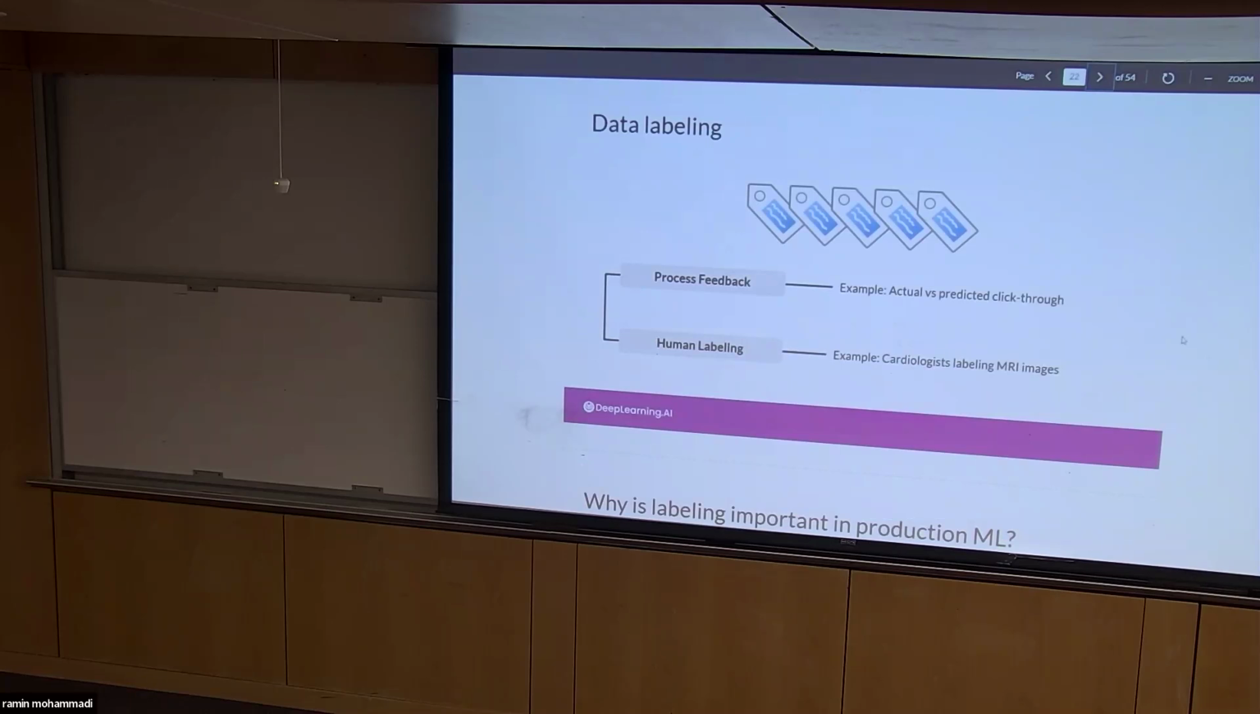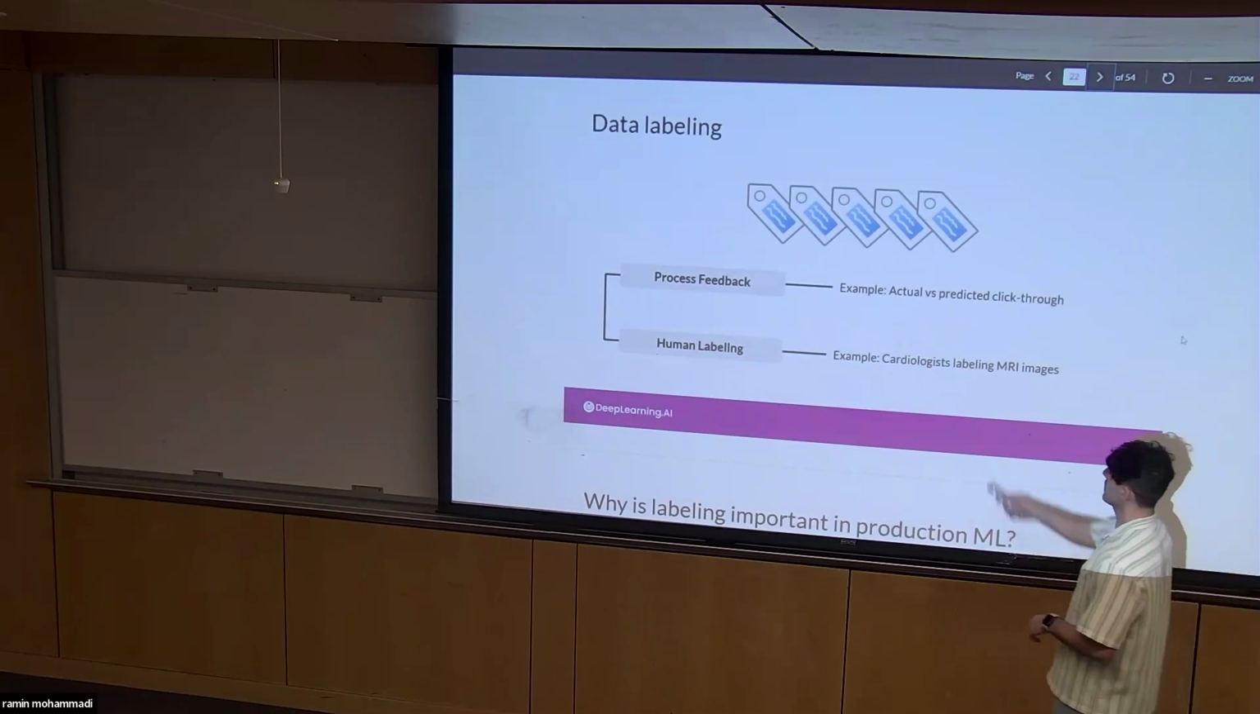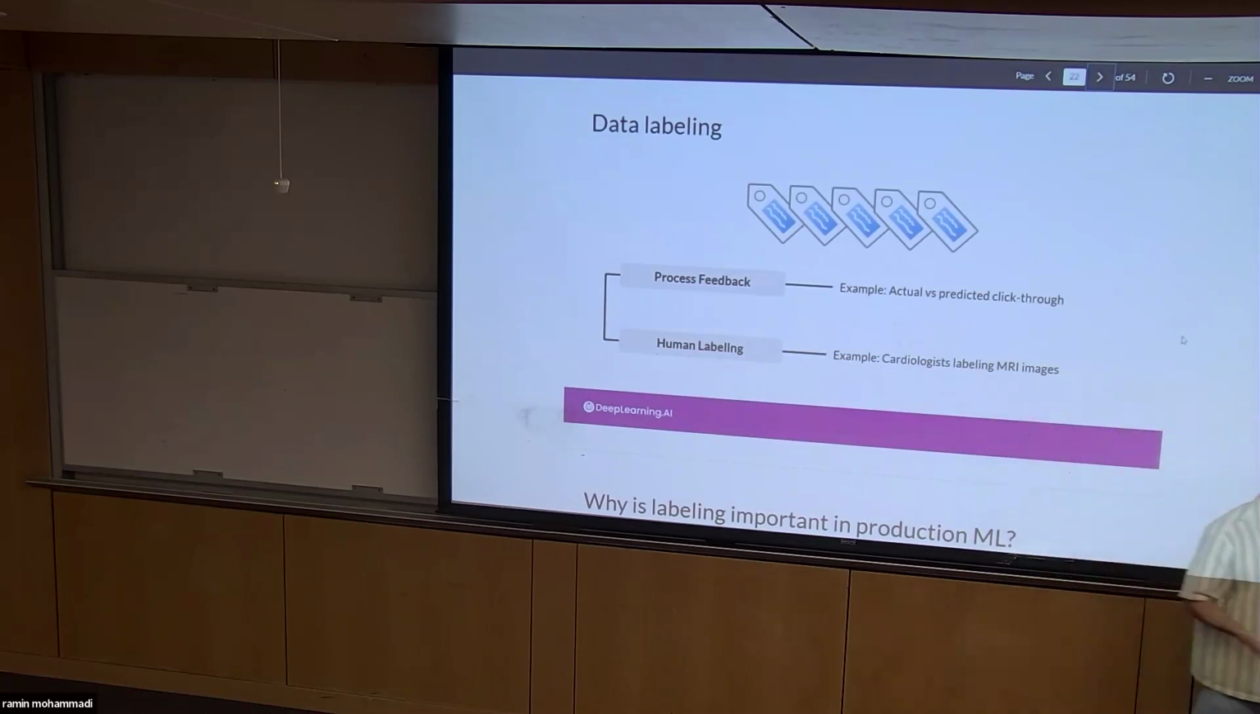Now, when it comes to process feedback and human labeling, again, process feedback becomes actual versus predicted click-through, and human labeling is that if you hire a doctor or cardiologist and say, hey, label these MRI images for me.